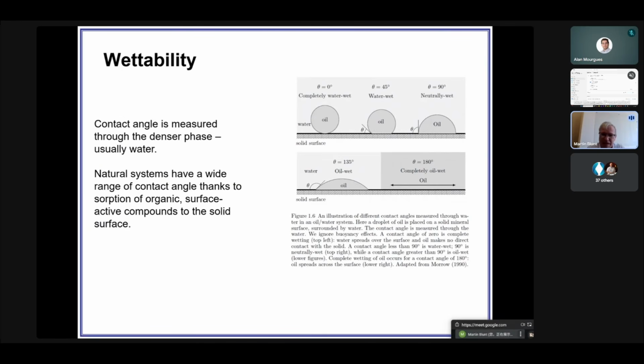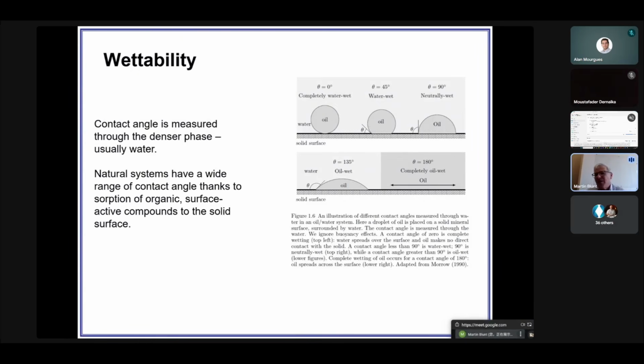Now, the main thing to stress is not the categorization, you know, is it going to be water wet, neutrally wet, oil wet, or whatever? But actually the fact that in natural systems, you often see a range of contact angles. So we don't see a single contact angle, okay? We see different contact angles in different places. And why is that?